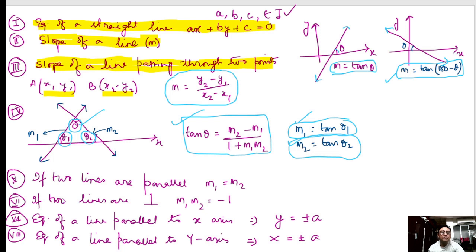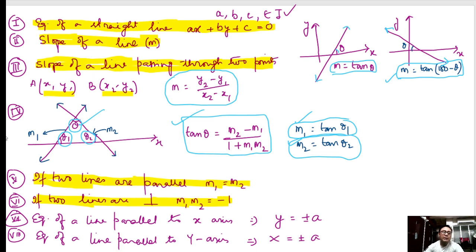Next, if two lines are parallel, then the slopes of the two lines will be equal. And if two lines are perpendicular, then the product of the slopes is -1. These you have to remember.